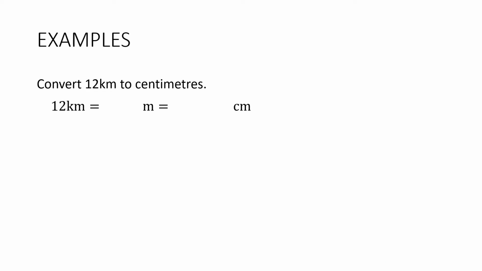Here's a couple of examples. Convert 12 kilometres to centimetres. So we're going to have to go via metres. Okay, so firstly, convert 12 kilometres into metres. There are 1,000 metres in a kilometre. We're going from bigger units, kilometres are bigger than metres, to smaller units. So we need to multiply. 12 times 1,000 is 12,000. Now we need to go to centimetres, which are even smaller. So I'm going to multiply again. And there are 100 centimetres in a metre, so times 100 gives me 1,200,000 centimetres.